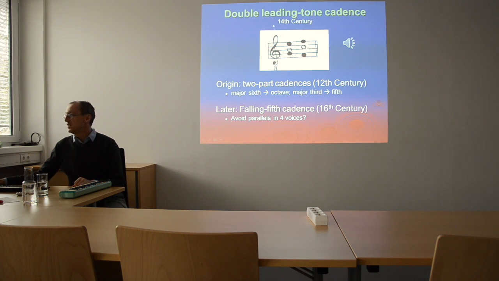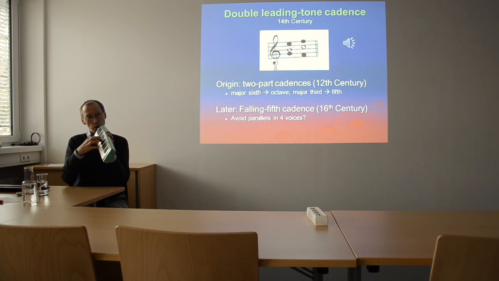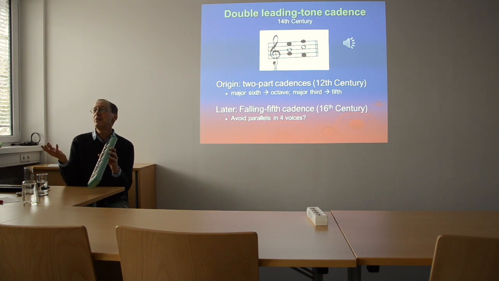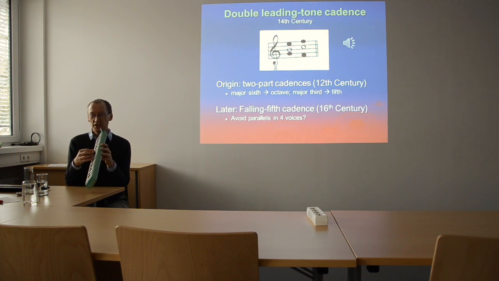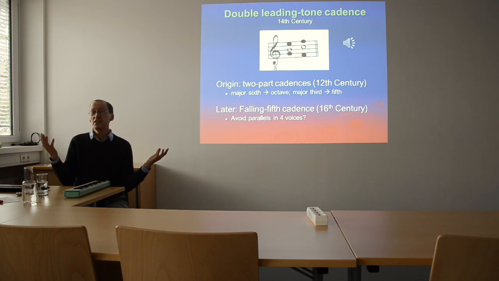Here's another odd thing. In the 14th century, at the end of a phrase, the music often ended with this thing called a double leading tone cadence, which sounds like this. So in everyday music that you hear today, you are used to something else like this, or this. That's the sound we're used to. And this sound from the 14th century is quite odd to our ears. And so if we want to understand the history of tonality, we have to try to explain strange things like that as well.